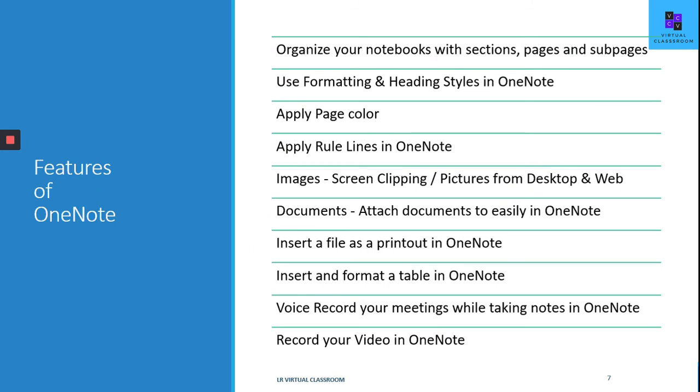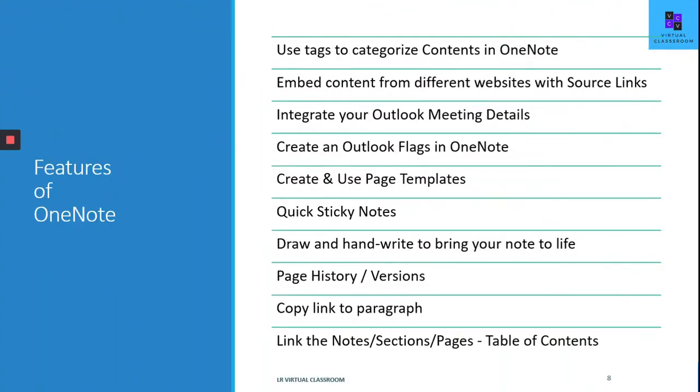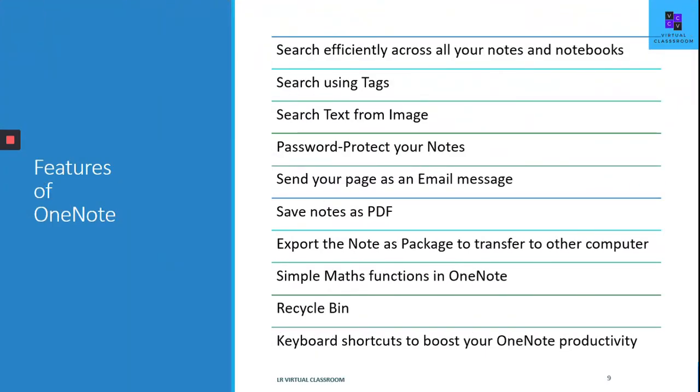I have listed down more than 30 features of OneNote. There are many features like the way you organize your information. You can take information into your OneNote from various sources like documents, PDFs, PowerPoints, or easy clippings from web sources. You can have voice recordings or video recordings. You can have your meeting details from Outlook. You can even handwrite your notes in OneNote. You can link the notes, sections and pages, and much more cool features which will enable you to increase your productivity and the way you share information with your team.